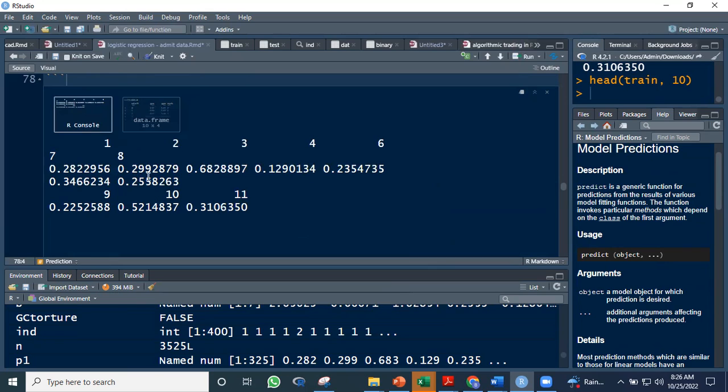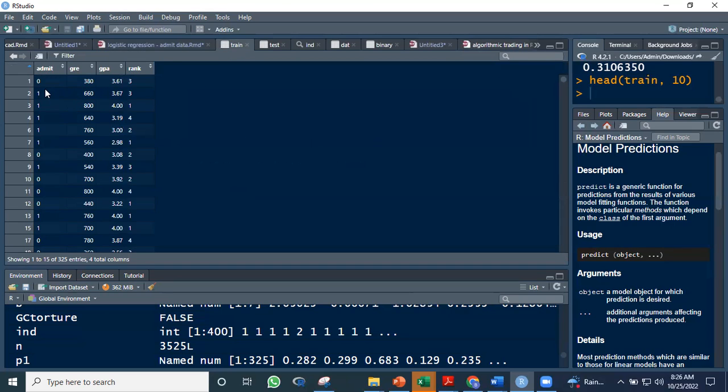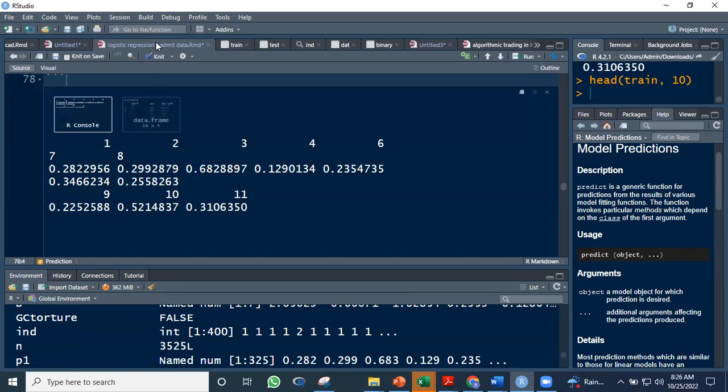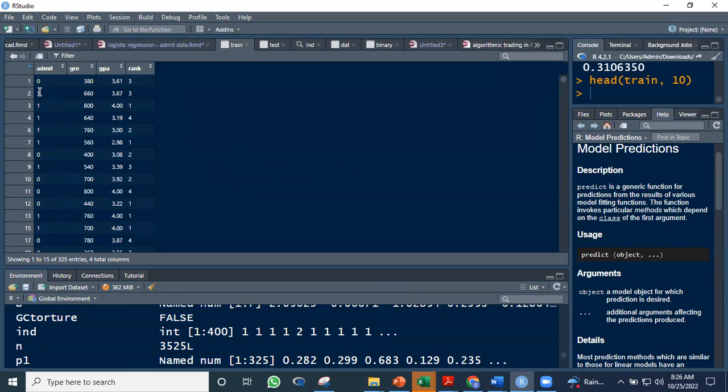Okay, the numbers here are probabilities. So 0.28, 0.29, 0.68. If it's less than 0.5, then ibig sabihin nun, 0 yon. If it's more than 0.5, then 1. Okay, you can see here that for the first one, 0.28, not admitted. Yung actual natin, not admitted, tama. For the second one, 0.29, not admitted. Ang actual is admitted. Right?